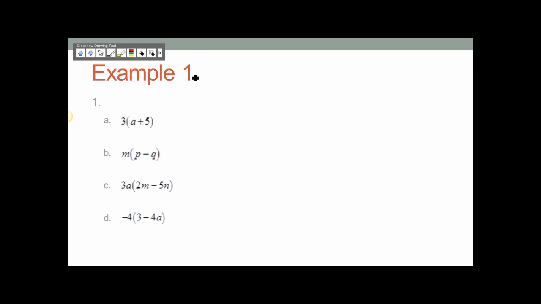So in this example we are going to be expanding the brackets. So we're going to take the number that's on the outside and multiply it by everything that's on the inside.